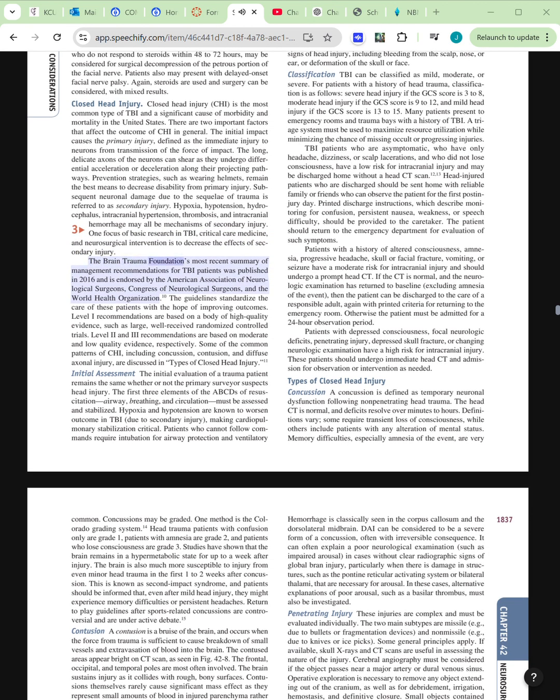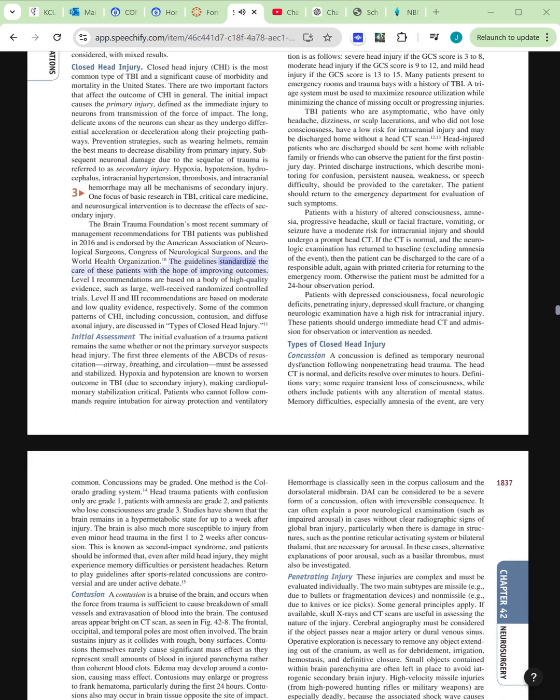The Brain Trauma Foundation's most recent summary of management recommendations for TBI patients was published in 2016 and is endorsed by the American Association of Neurological Surgeons, Congress of Neurological Surgeons, and the World Health Organization. The guidelines standardize the care of these patients with the hope of improving outcomes.